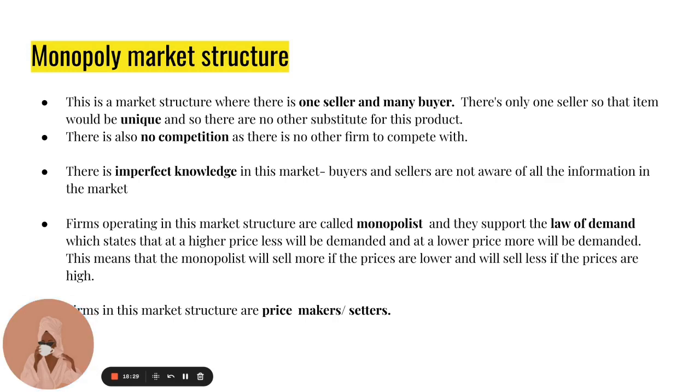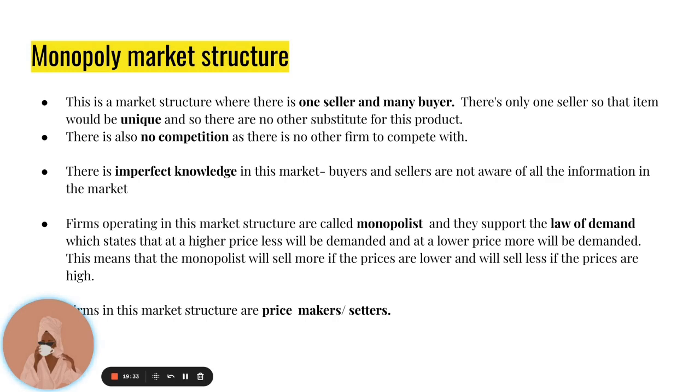Now, the firms operating in this market structure are called monopolists, and they support the law of demand. Anybody can tell me what the law of demand says? Close your eyes and see it. All right, so the law of demand states that at a higher price, less will be demanded, and at a lower price, more will be demanded. So if you're going to sell socks for $75, using the same example, nobody is going to want it because that's too high. But if someone else is in the market selling socks for like $35, half the price of what you are selling, of course they will gravitate to that more, and more will be demanded. More persons will be buying more of those cheap socks. So that's the whole concept of this. Please remember, the law of demand is associated with the whole idea of monopoly.